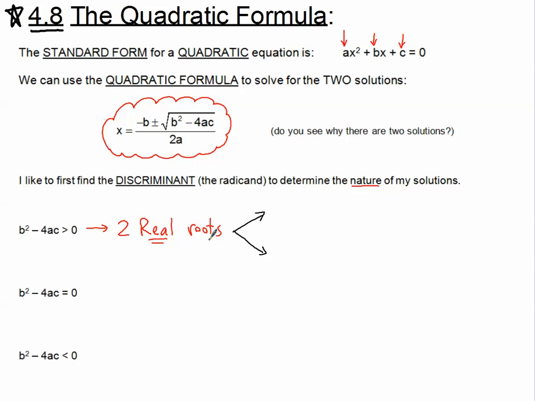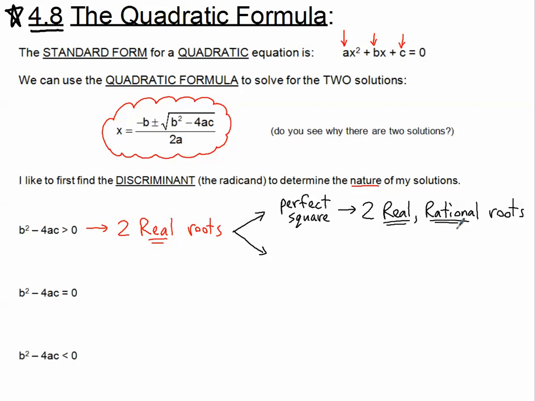There's two types of positive numbers that we could have. We could have a positive number that is a perfect square. Perfect squares are things like 1, 4, 9, 16, 25, 36, and so on. And if it is a positive and a perfect square, then we will have two real rational roots. Rational meaning that they are nice. They have a terminating decimal or a repeating decimal.